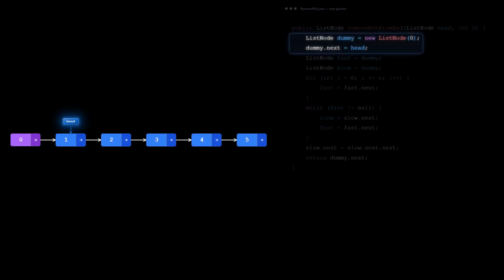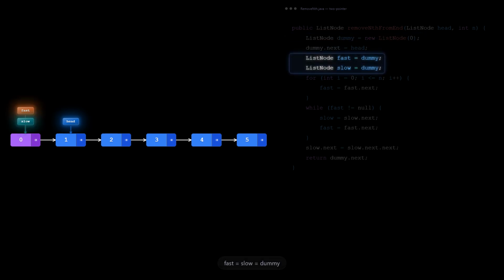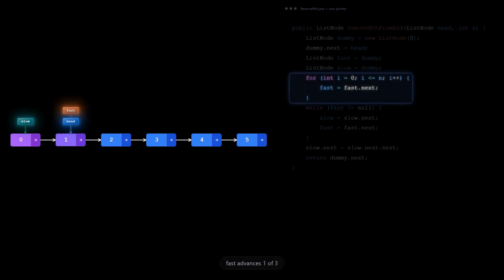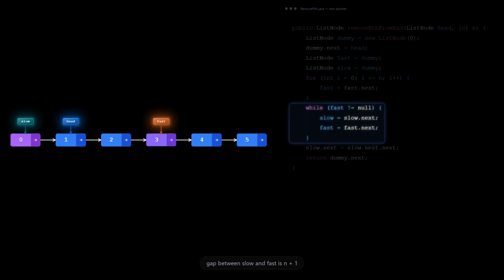Here's the 2-pointer trick. We start by adding a dummy node in front of head, and that one small detail is going to matter a lot when we hit edge cases. Now 2 pointers, fast and slow, both starting at dummy. We move fast forward by n plus 1 steps, and with n equals 2, fast advances 3 times and lands on node 3. Here's where the magic happens.